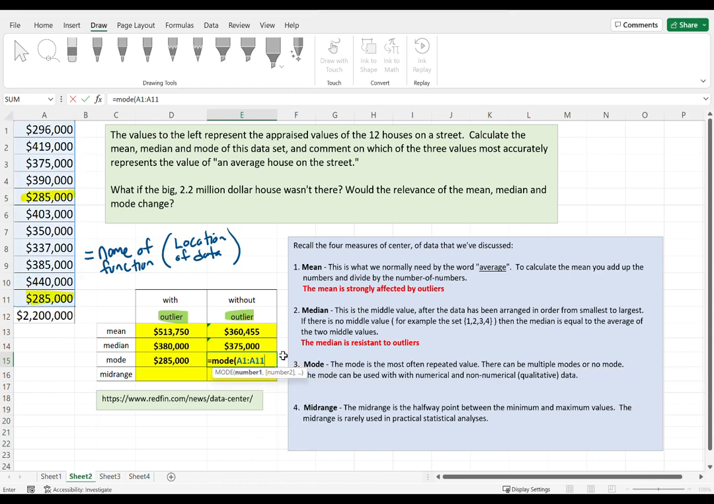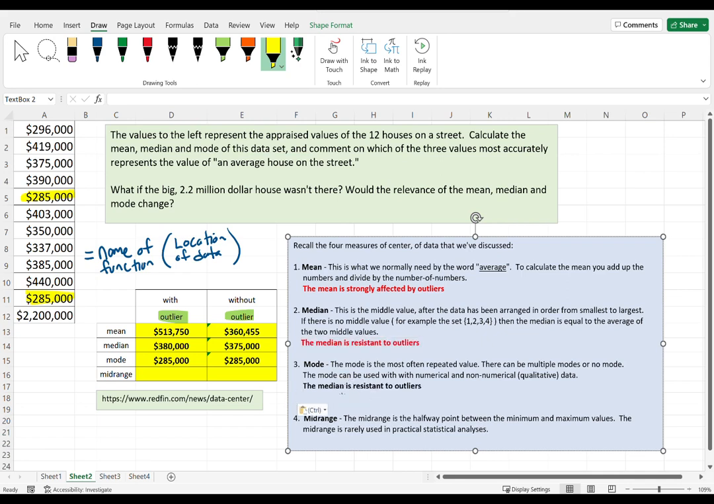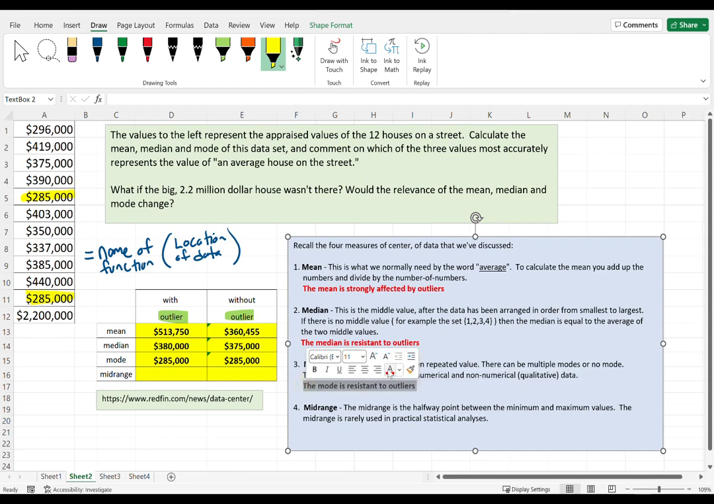A1 through A11. And we still get 285,000. So I'll just copy this down. The mode is resistant to outliers. Now, if there are multiple modes, it gets a little bit more complicated in terms of the Excel function. I posted a separate video for multiple modes on our class website. Feel free to take a look at that if you want.